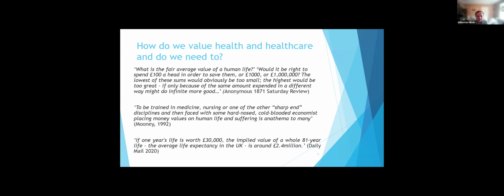And then this last one, I hate to pick on the Daily Mail, but they make it very easy at times. If 1 year's life is worth £30,000, that implies the value of a whole 81-year-old life. The average life expectancy in the UK is around 2.4 million. So it's again this, is it right to be putting some value in pounds on the health and life of some individual?